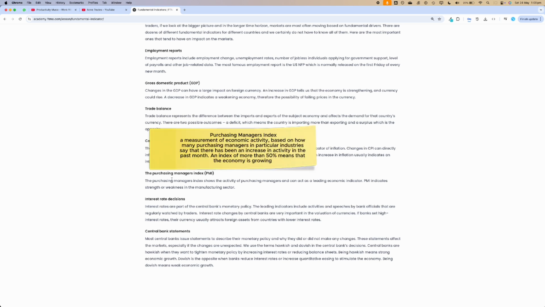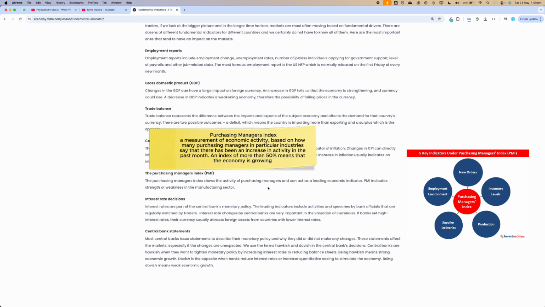The PMI is something I know probably the least about, however I do see it pop up on the calendar. It's the Purchasing Managers Index, showing the activity of purchasing managers, and can act as a leading economic indicator. The PMI indicates strength or weakness in the manufacturing sector. So this can obviously show some form of economic change.